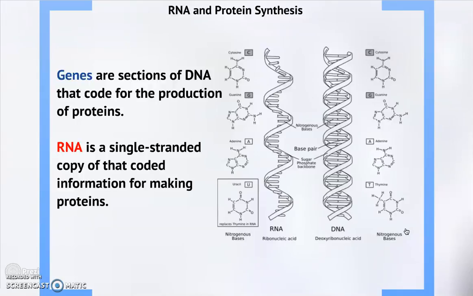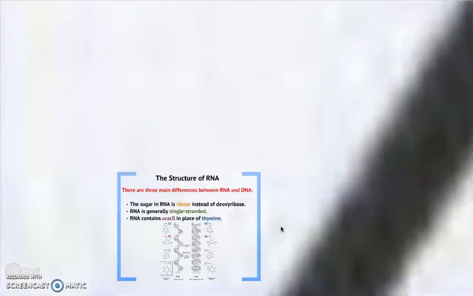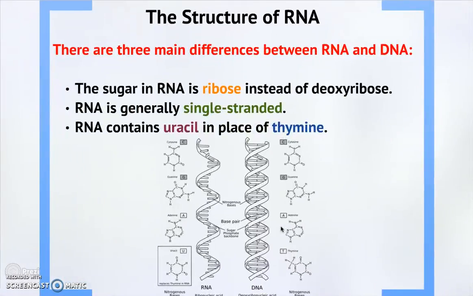Looking at comparing these, I have a picture of DNA and a picture of RNA. DNA is this double-stranded structure, and RNA over here is a single-stranded structure. I'd like you to put these in your notes for sure and know all of these.